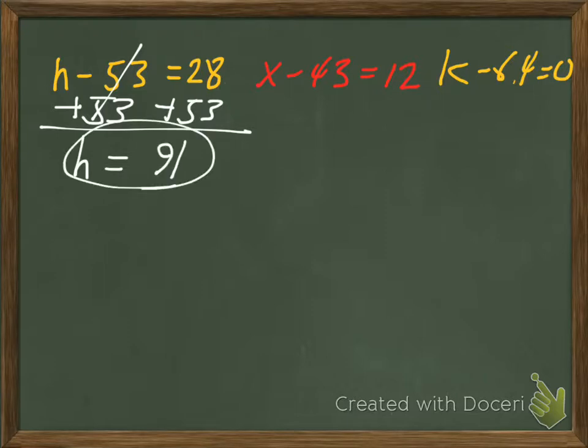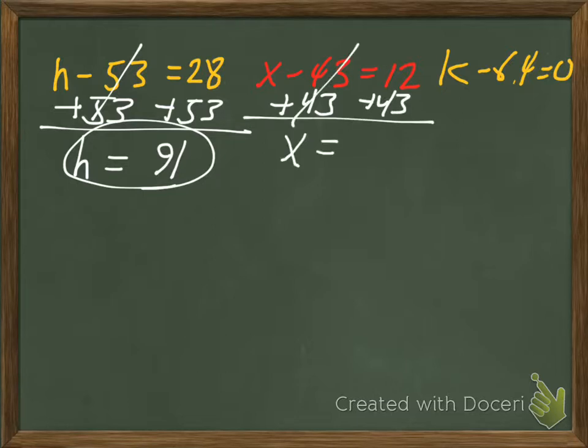Next one is positive 43. And plus, if I do it there, 12. I've also got to do it over here. Do it on both sides. It cancels out. And we get x equals, what, 55? 55, yeah. And check, and sure enough, that works, and that works too.